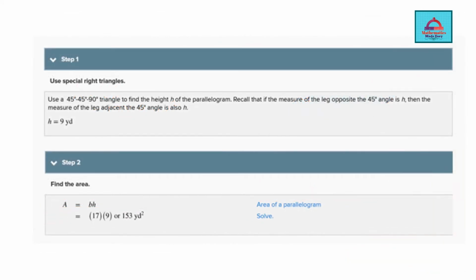That would give you your area. This is our solution, this is an answer key. So if you see in the question, we did two steps, step 1 and step 2. In step 1, we used the property of special triangles to get our h, and in step 2, you multiplied both of them to get 153 yard square as the area.